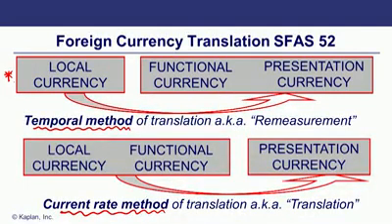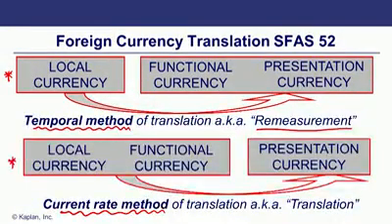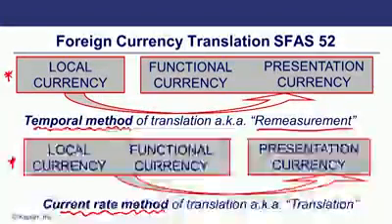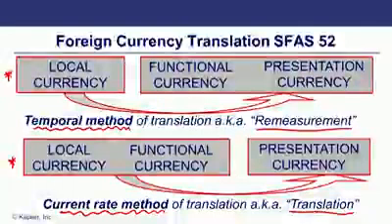Again, just be aware of an alternative name for the temporal method, can be referred to as remeasurement. Now, the alternative method, of course, if our local currency is the functional currency, then we just need to go from local/functional into presentational, and that is the current rate method. Again, just be aware of its alternative name, translation.